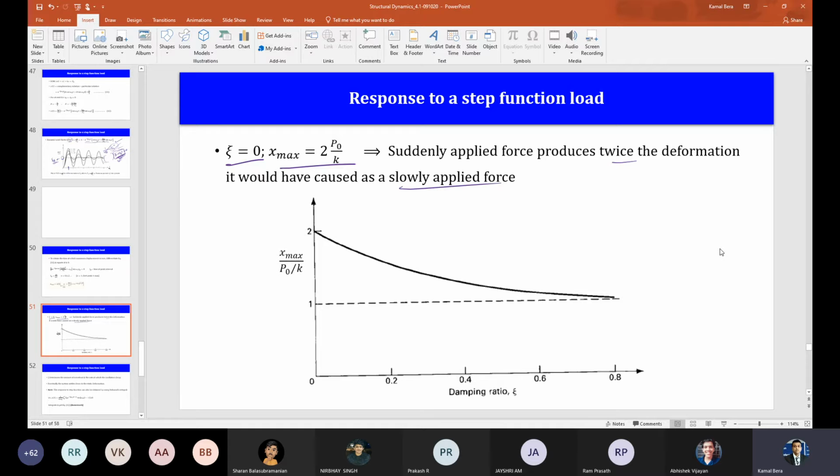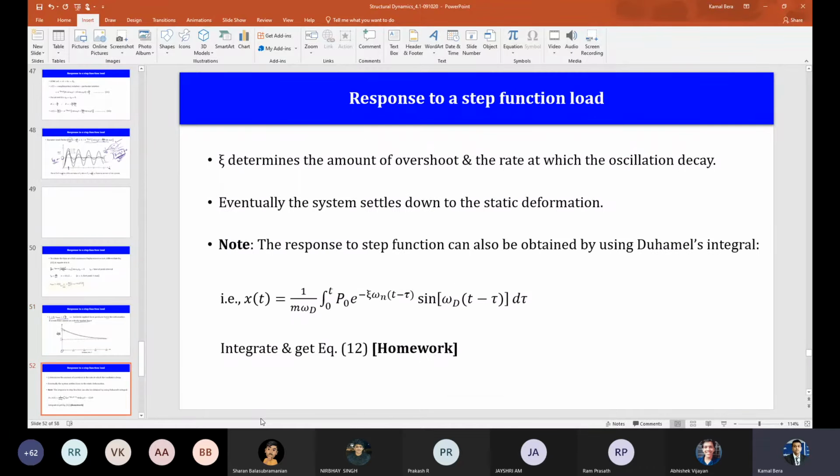So you see, if your damping ratio is 0, that is what you study in solid mechanics: the suddenly applied load will produce twice that of the slowly applied load. In that case you are not talking about the damping present in the system. Even a small amount of damping will create a value less than 2. And for very high damping, it asymptotically goes to 1. So that is the thing we want to discuss.